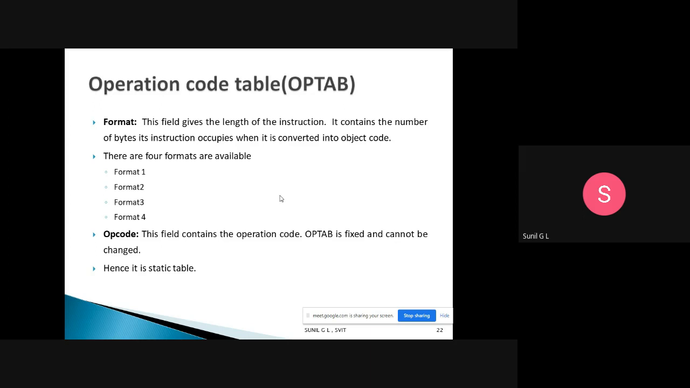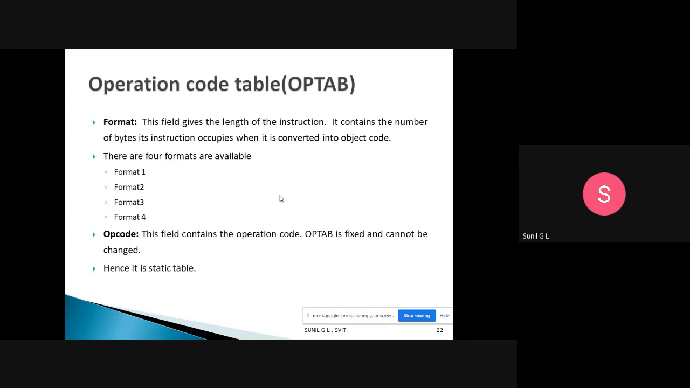In the opcode table, in the first column we will have a mnemonic, in the second column we will have a format, whether it will be 3 or 4, and in the third column we will have an opcode. Opcode is nothing but an operation code. What is that operation code? This is the machine level code for a particular instruction.